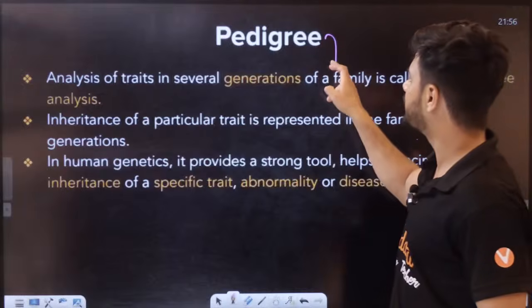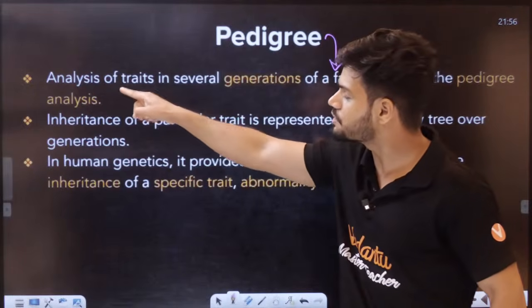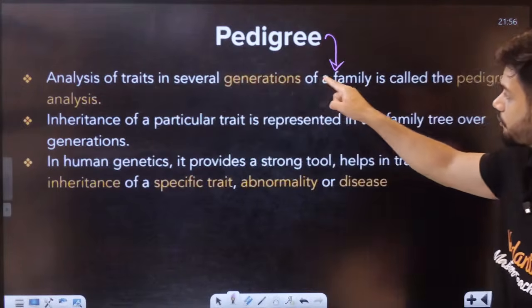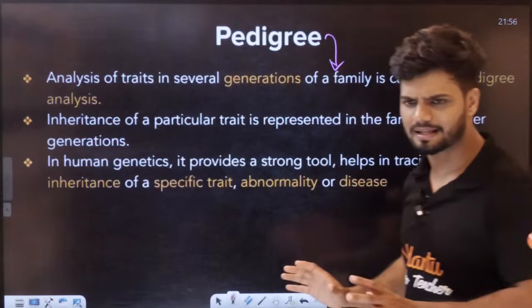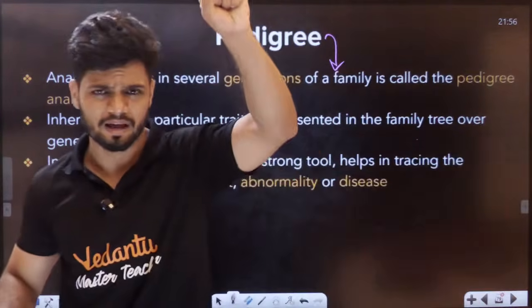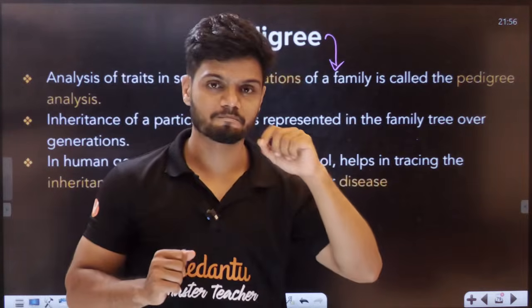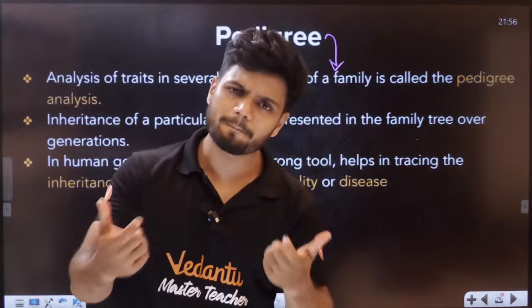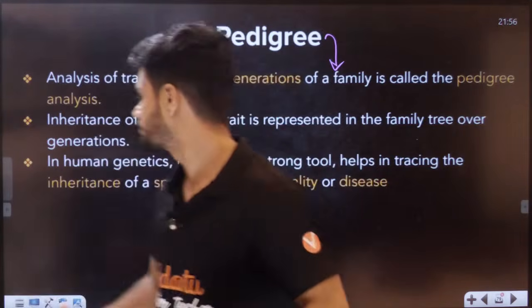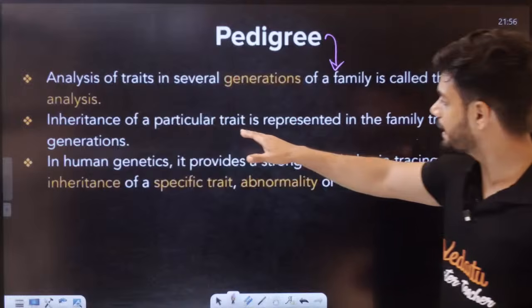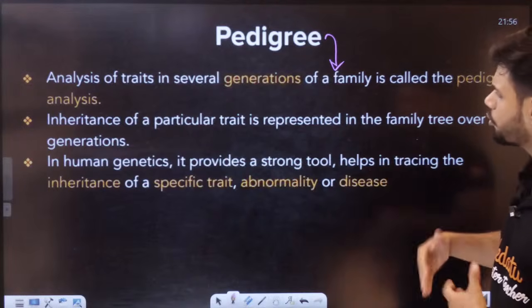But what is pedigree, students? Analysis of traits over several generations of a family is called pedigree analysis. Let's say there's a disease in one family. The disease can be easily traced in a family with the help of pedigree analysis. The inheritance of a particular trait is represented in the family tree over generations.